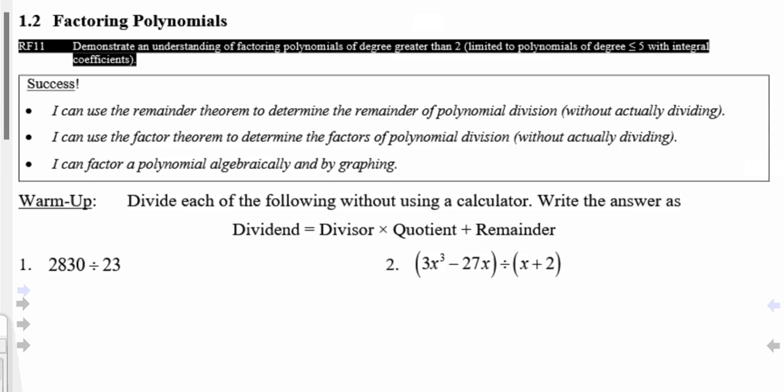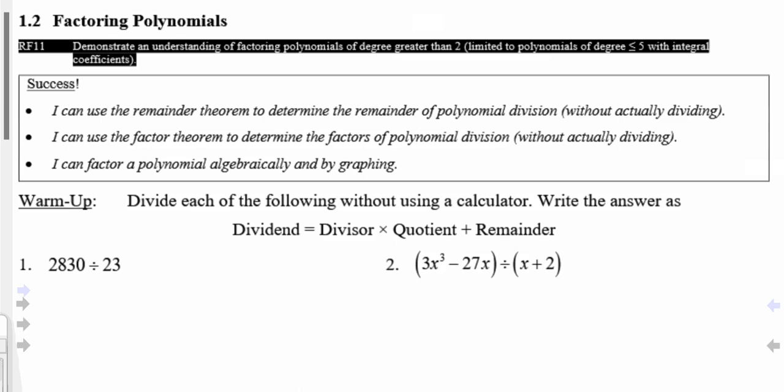We already know how to factor quadratics. You did a lot of that in grade 10 and grade 11. Now we're going to look at factoring degree 3, degree 4, degree 5 polynomials. So up to degree 5 is what we need to do for this course. And then we'll factor a polynomial algebraically, and we'll also come to an understanding of how we can factor it by looking at the graph, because that'll help us too.